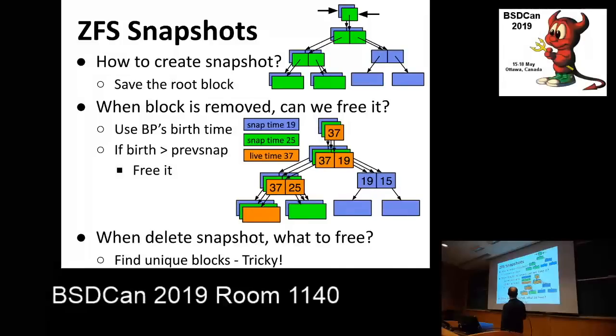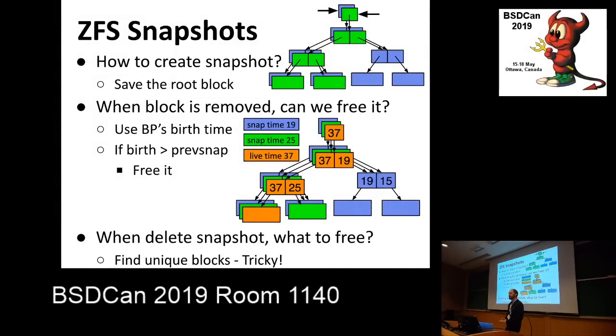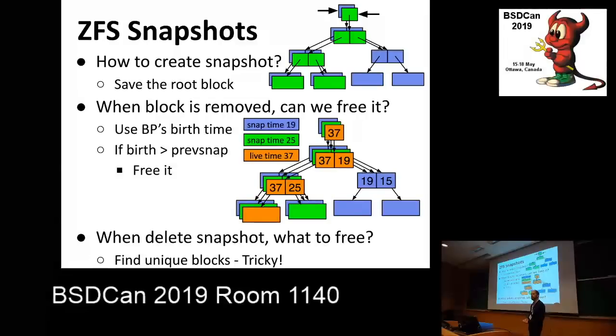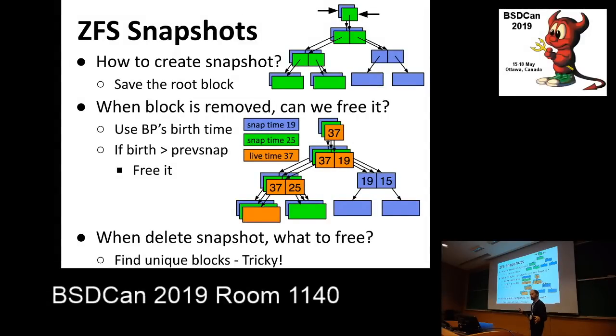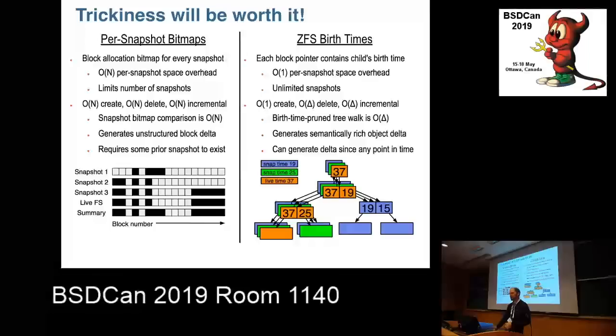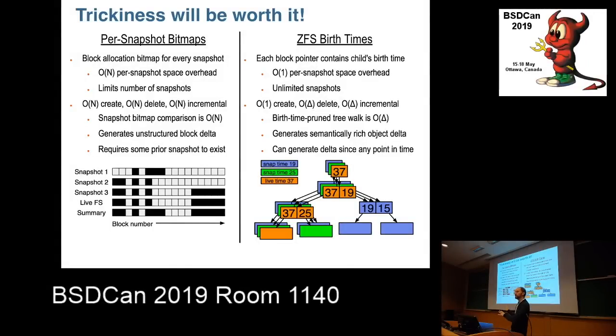Again, nice and easy since we have the right data structures. But when we delete a snapshot, how do we find the blocks to free? So we need to find all the blocks that are unique to this snapshot, the ones that are only referenced by this snapshot that I'm deleting, and not by any other snapshots or file systems, and we need to free those blocks. This is a little tricky, so we're going to be talking about that for the next few minutes. It's tricky, but it's worth it, because the way that other file systems have done this is really, really expensive and makes using snapshots in practice impractical for a large number of snapshots.